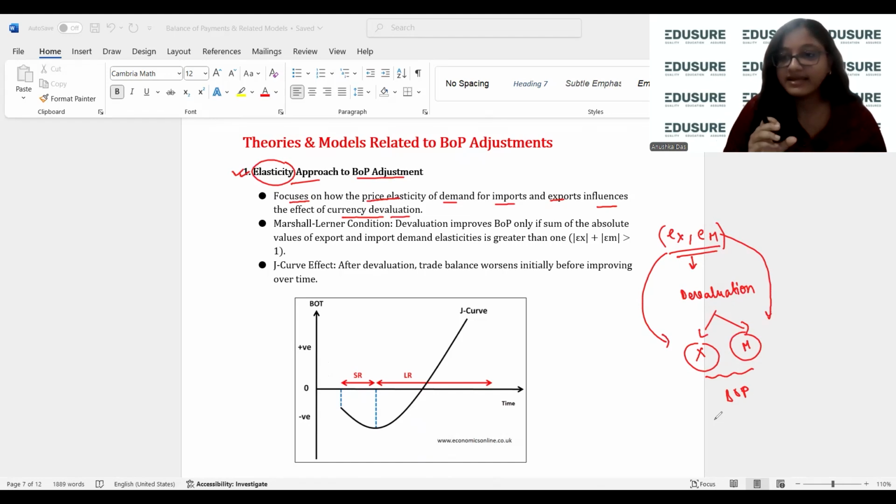So price elasticity of demand of export and import has a very crucial role to play in order to affect the overall BOP adjustment in the country. Now, how do you measure that? How do you measure this impact? What is the criteria for that?